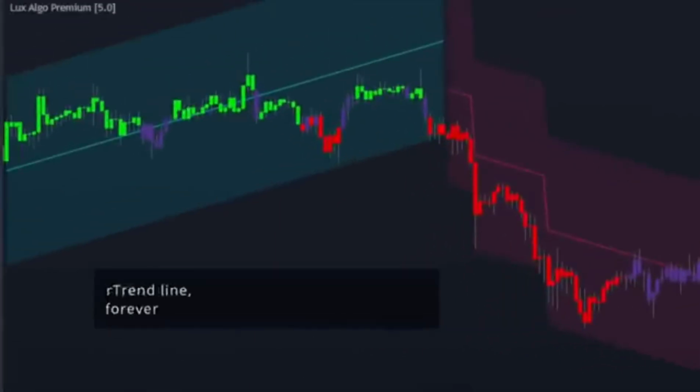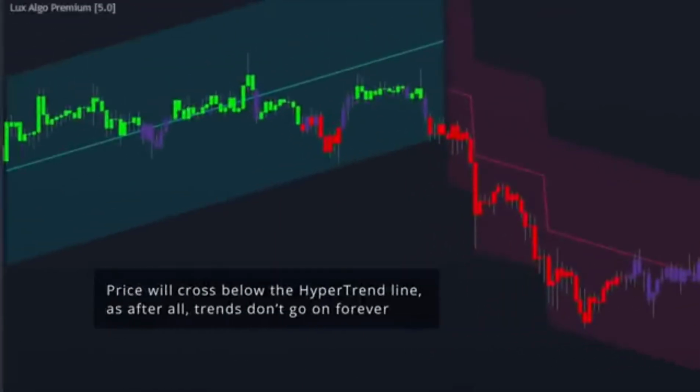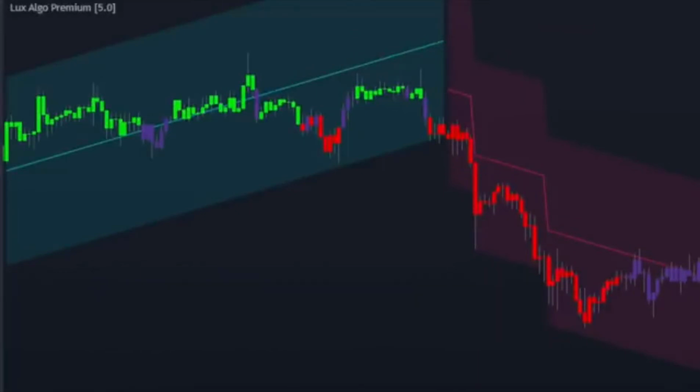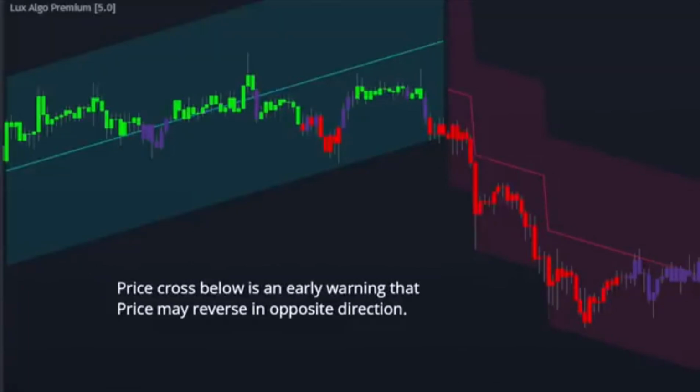We can expect that at some point price will cross below the hypertrend line, as after all, trends don't go on forever. And when price does cross below, we can view this as an early warning that price may reverse in the opposite direction.